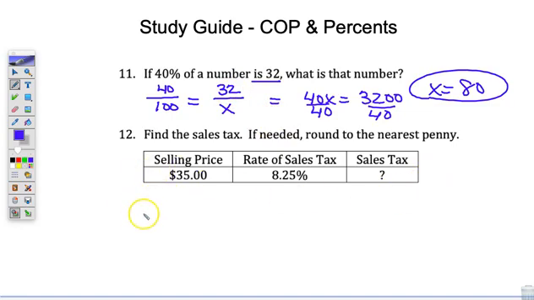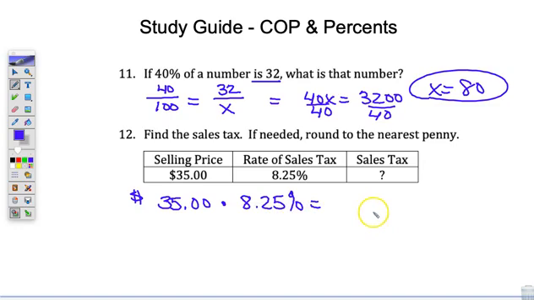In question 12, find the sales tax. If needed, round to the nearest penny. So when we're looking for how much we are going to pay in sales tax, we're going to take the selling price, which is $35, times 8.25%. So when you are using your calculator, please make sure you use that percent key.